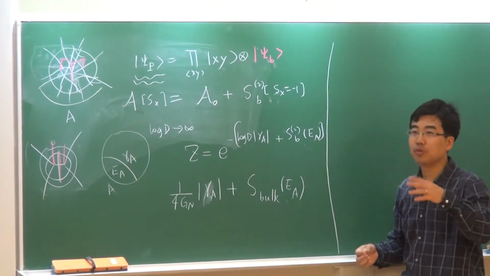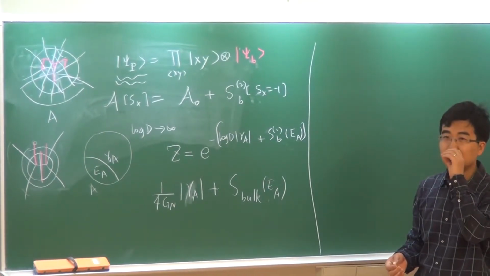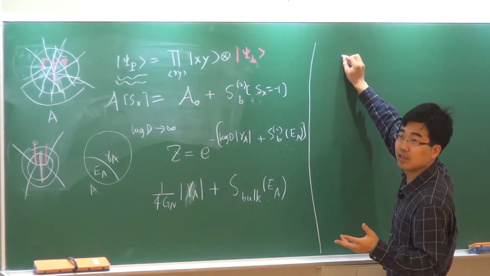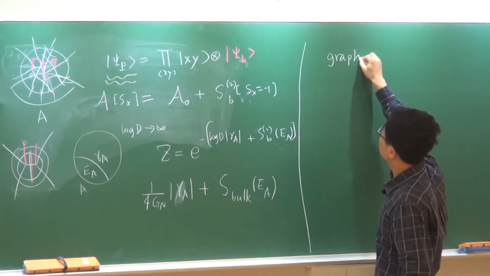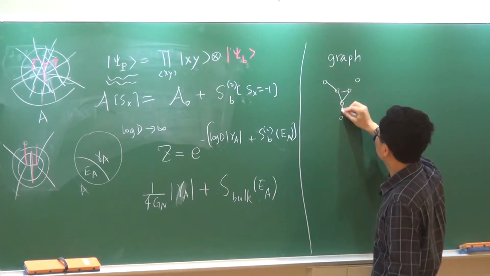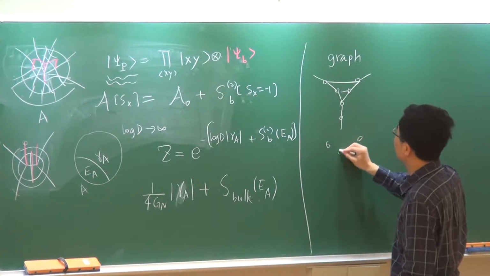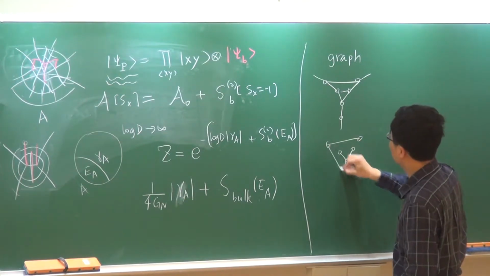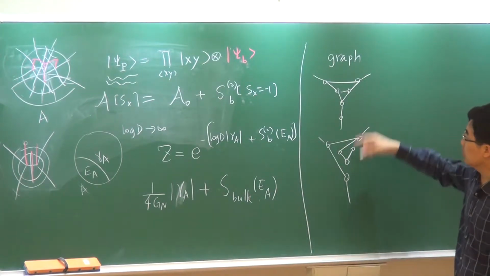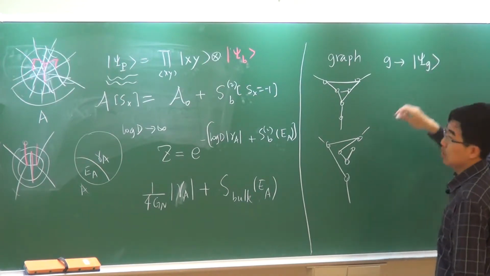there are two related questions. Is this state an overcomplete basis or a complete basis? If I consider all possible graphs, then each graph corresponds to a state. So for some given number of vertices, I can connect them in different ways, and each way of connection gives me a tensor network state. A different connection may give me a different state. So each graph corresponds to a tensor network state.